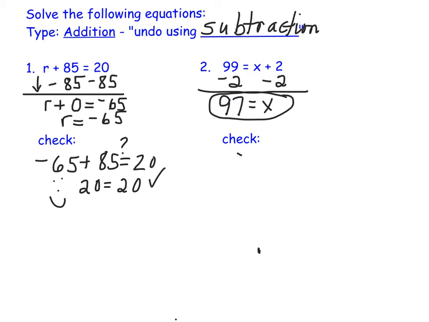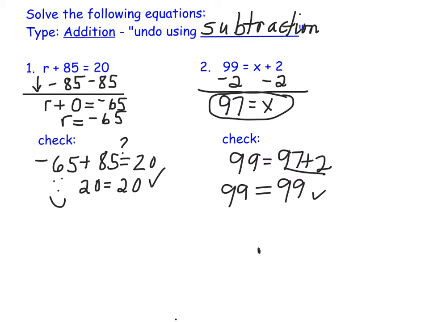A real quick check. Is 99 equal to 97 plus 2? Yes, when you add those two together, you get 99. So that's correct. I want you to write this one down and solve it for me. Let's say you have y plus 5 equals 16. Raise your hand so we can check that one.